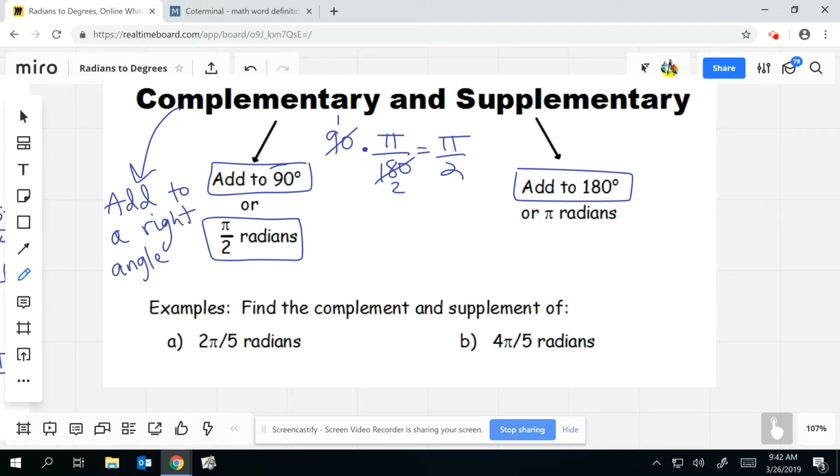So they add to a right angle. So whether the right angle is 90 degrees or whether the right angle is pi over 2 radians, they're both right angles. So complementary angles are going to add up to a right angle. Supplementary angles are going to add up to a straight line.